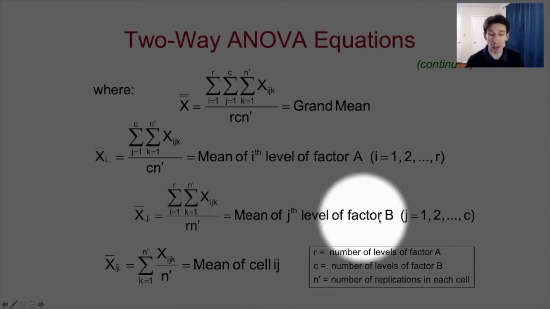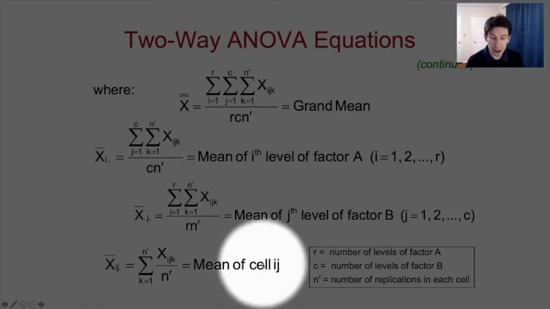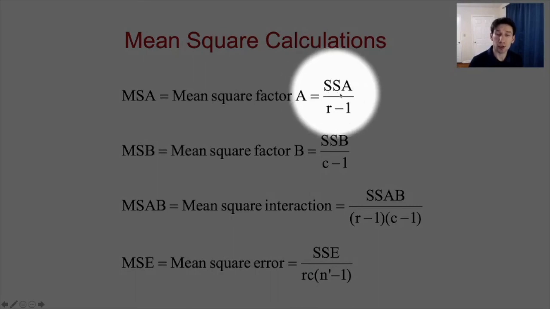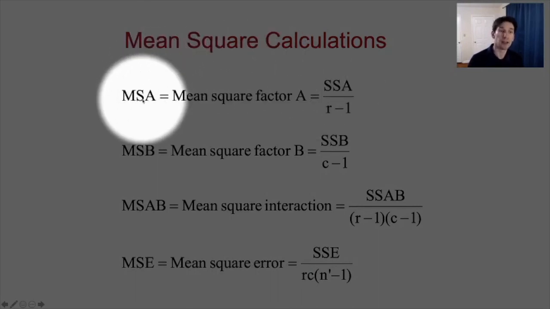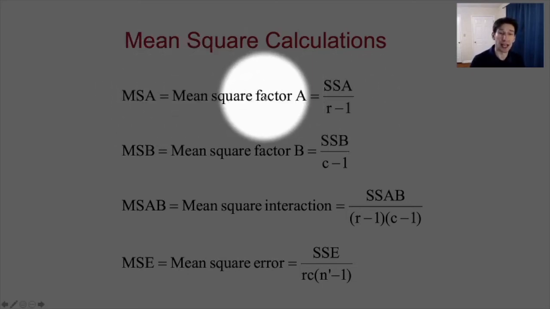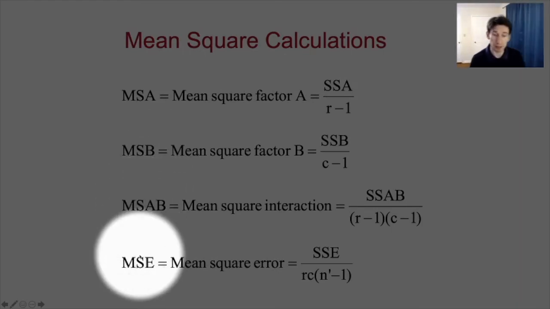means defined for levels of factor B, and means defined for interactions of levels of factor A and levels of factor B. And each of our sums of squares can also be converted to a mean squared when it is divided by the degrees of freedom. So there's mean squared factor A, mean squared factor B, mean squared interaction, and mean squared error.